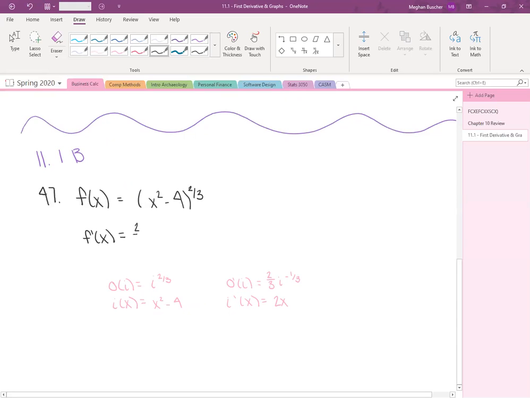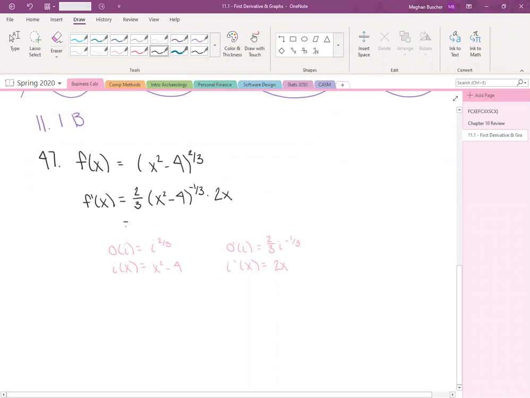Okay, so then what is this derivative going to look like? 2/3, and then parentheses x squared minus 4 to the negative 1/3 times 2x. Awesome. Okay, and then we can just simplify that a little bit and do 4x over 3 times x squared minus 4 to the negative 1/3. And actually down here, I'm going to rewrite that again.